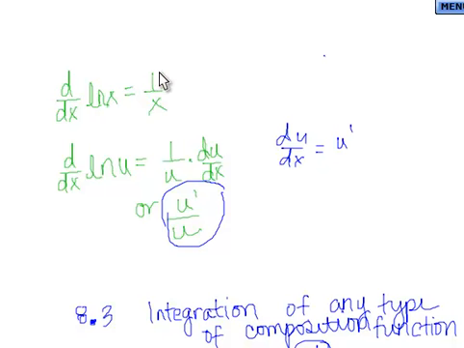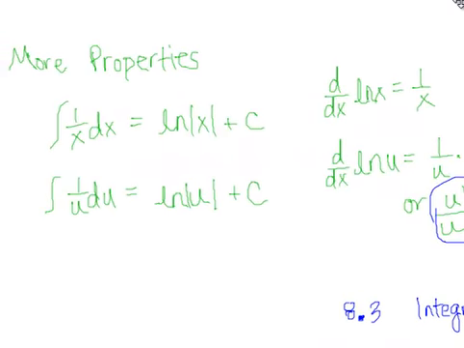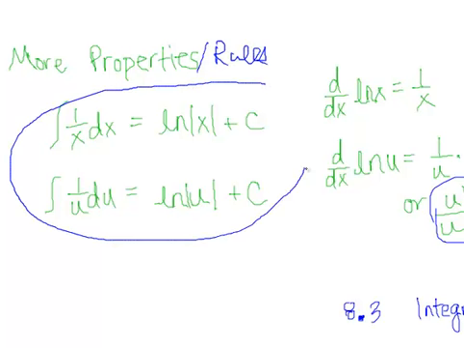So if I was trying to anti-derive something like 1 over x, what we're going to be getting is the natural log of x. So here is what we would have. Here are more rules. These are the ones that you should write on the top of your paper in this section, because you're going to be dealing an awful lot with these.